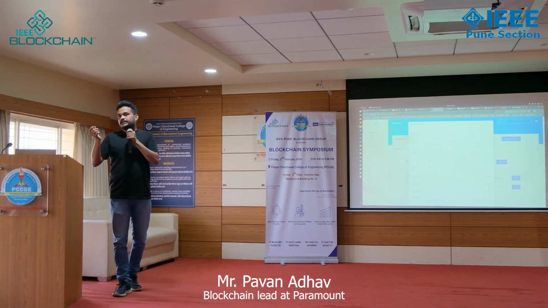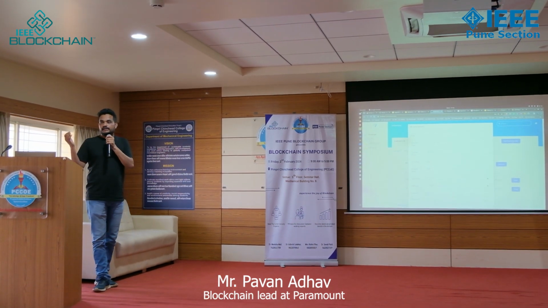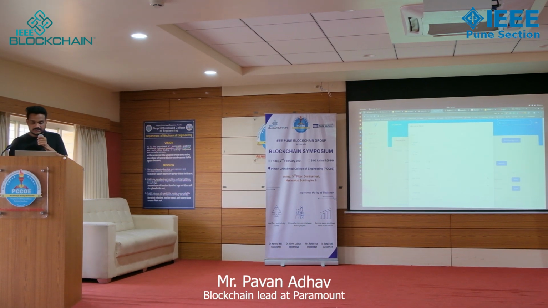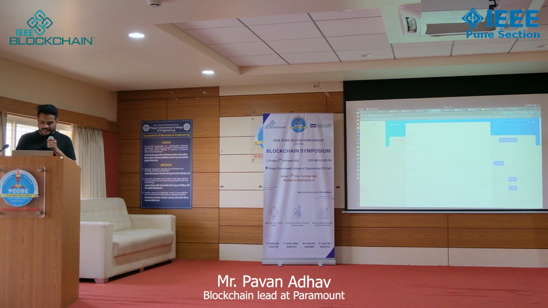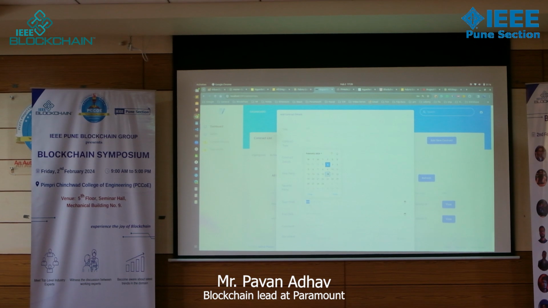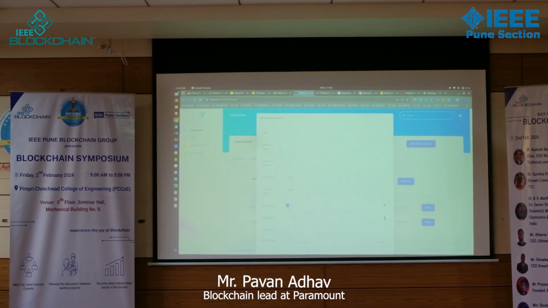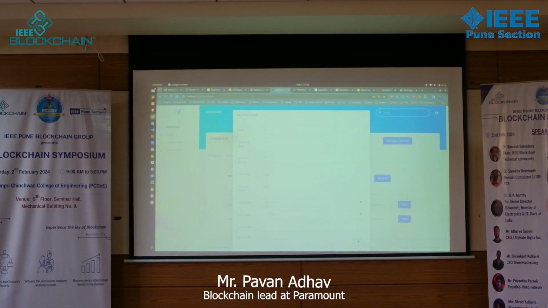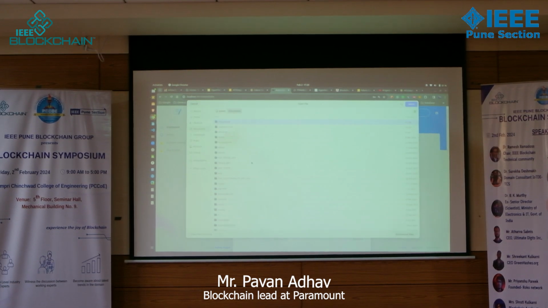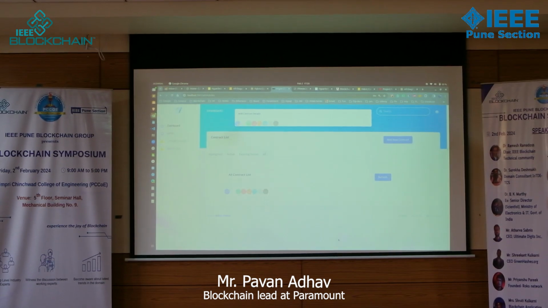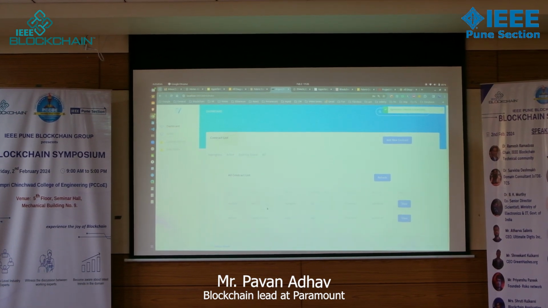So I will show you how this ledger exactly looks. The ledger has two parts: the current state database, and second, the chain of blocks. Okay, so I'm just adding random data. I'm uploading one sample document, a test document. Okay, this agreement just got added.